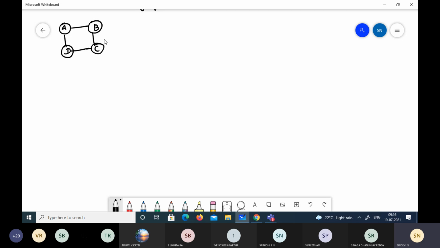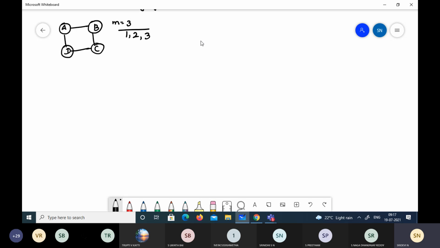So D, what is the degree of this graph? Degree of this graph is 2. So I have 3 colors being used, and those 3 colors I'll take as 1, 2, 3. Okay. So we'll construct a state space tree and then we will check how different nodes can be colored.